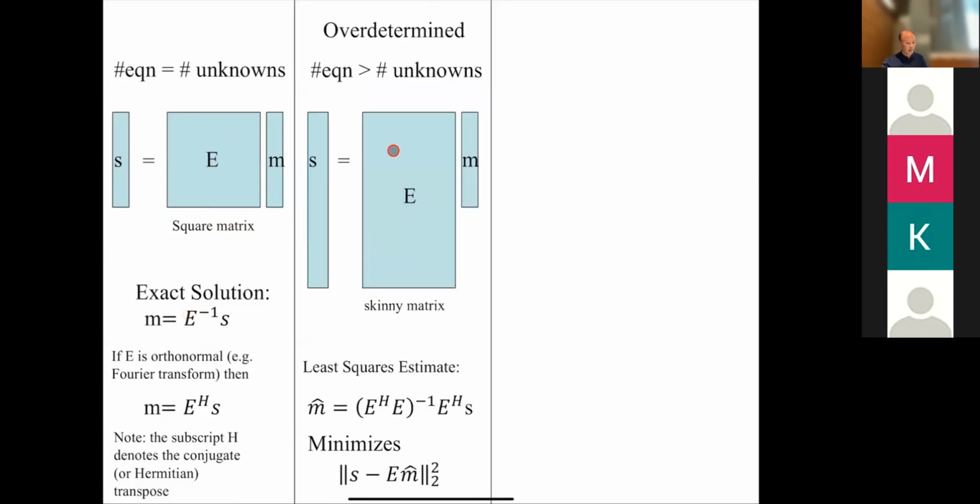The next step, as we talked about, is overdetermined system of equations. This is where you have more equations than unknowns. And so you're not necessarily going to have a solution, right? There may not be a solution that actually satisfies this, okay? So what you have is the least squares estimate, which minimizes the error between what you measure, S, and what you predict, E times M hat. All right, so most of you are familiar with that.